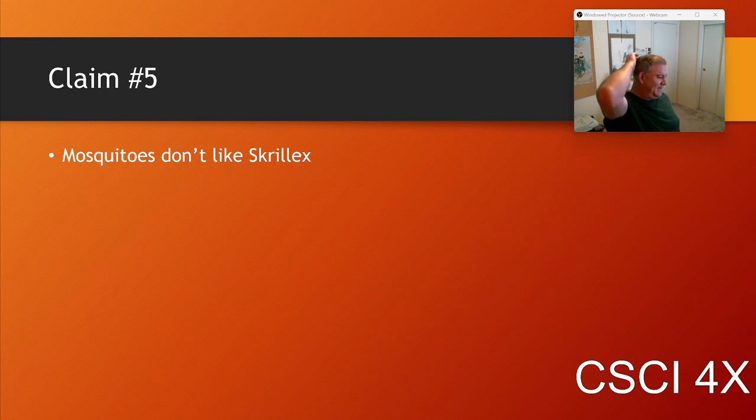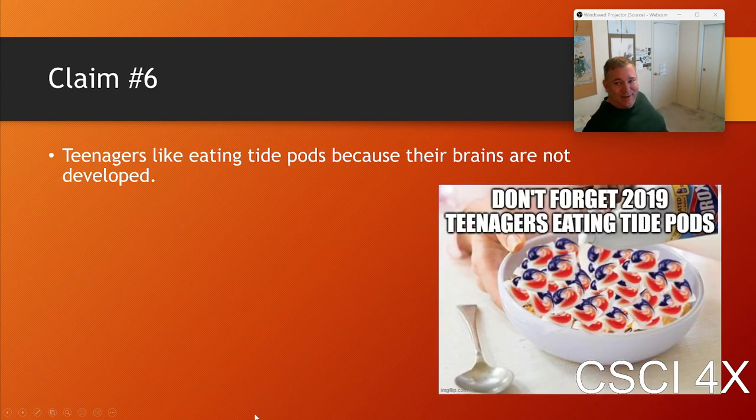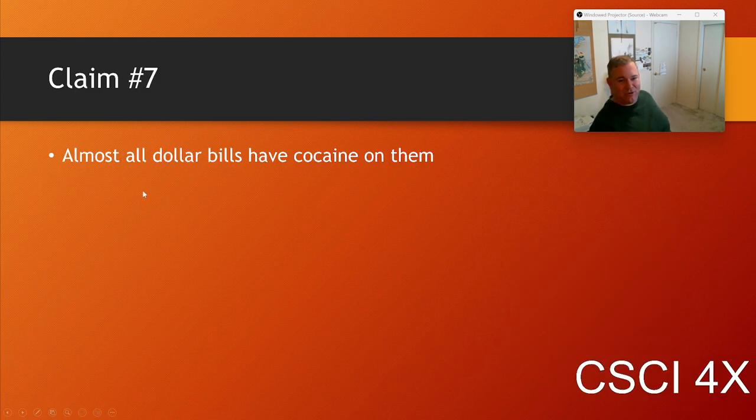Are birds real? So, I think we need more research on this one. And then we'll end. Oh, we're already out of time. But like this approach: almost all dollar bills have cocaine on them.